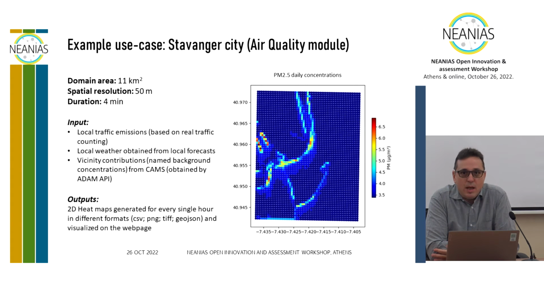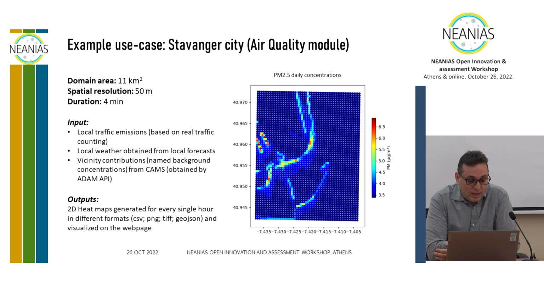So this is a use case that came during the NEANIAS project as a business case. It's about estimating the air quality of a specific city called Stavanger that is in Norway. The domain area is 11 square kilometers, and the spatial resolution is 50 meters. One of the good aspects of this service, it allows the user to go to fine resolutions, not kilometers but meters. The simulation runs only for a few minutes.